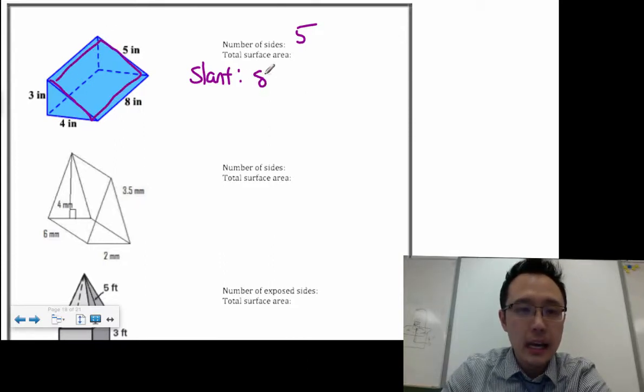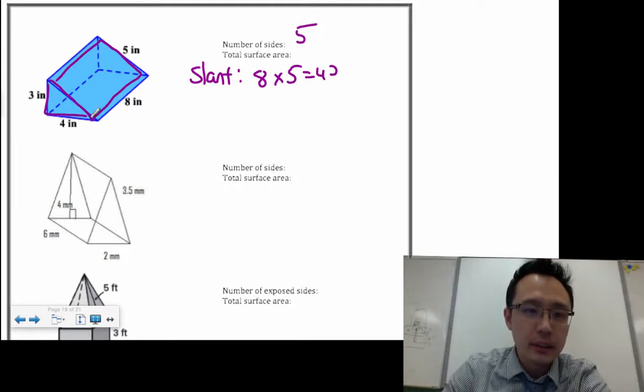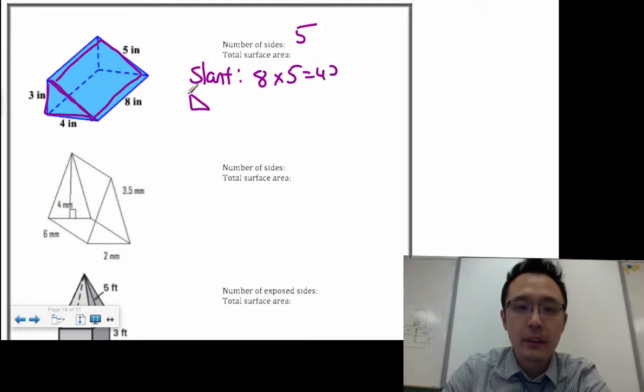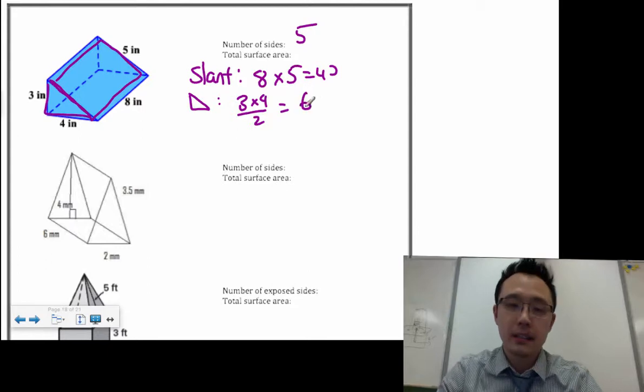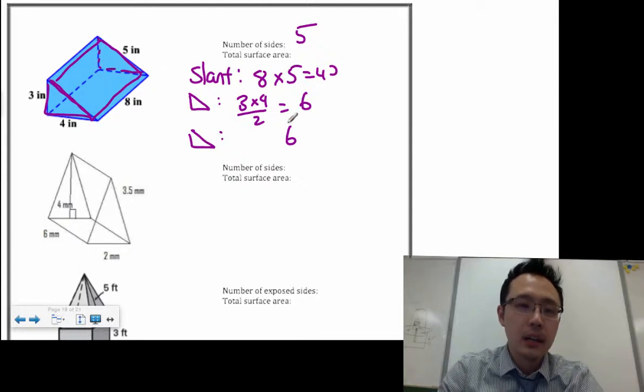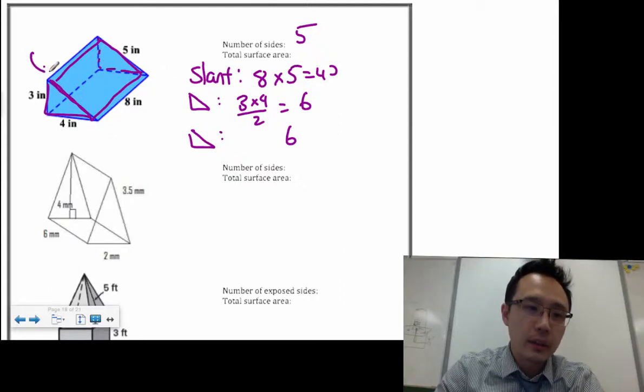So that's going to be 8 times 5 is 40. And then I have 2 triangles on the side. Remember, the area of the triangle on one side is going to be 3 times 4, but it's divided by 2 because that's the area of that. So that's going to be 6. And then my other side of the triangle on the other side is going to be 6 as well because it's exactly the same. We have the one that's sort of on the back side.